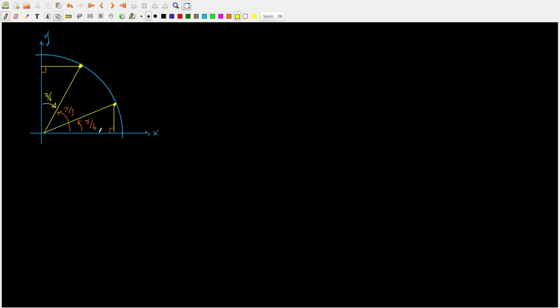And similarly, the distance along this leg of the triangle is the same as the distance along that leg of the triangle. And when we put that together, we see that the cosine of pi over 3 is going to equal the sine of pi over 6. Because the sine of pi over 6, well, the sine of pi over 6 is the y value for this triangle.